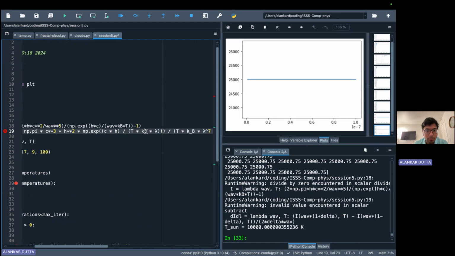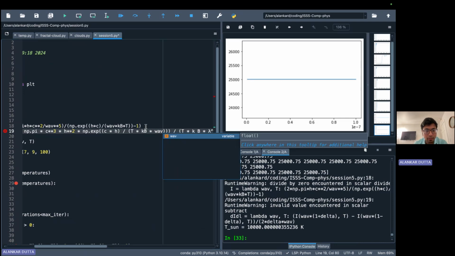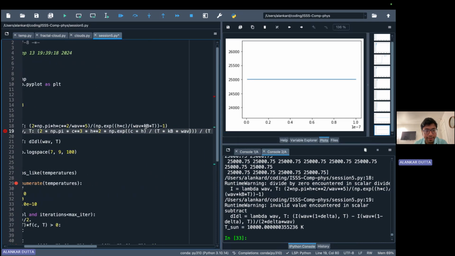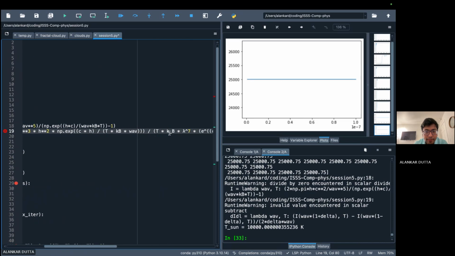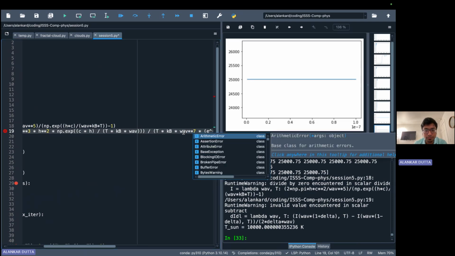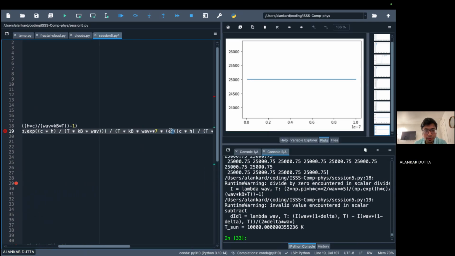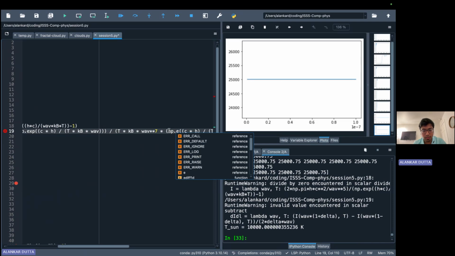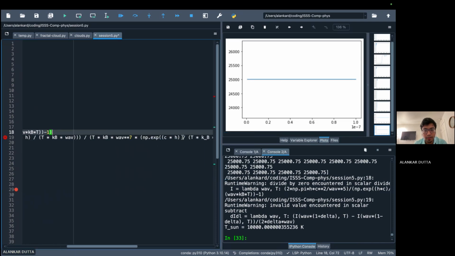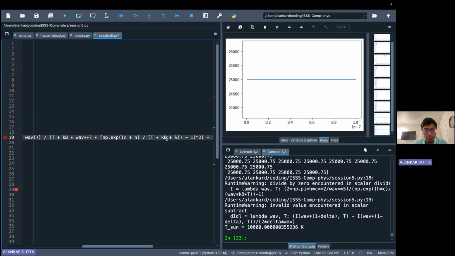This is just kb. This is wav. So I'm just replacing it everywhere. This is now kb. Wav to the power of 7. np.exp t times kb times wav. This is to the power.